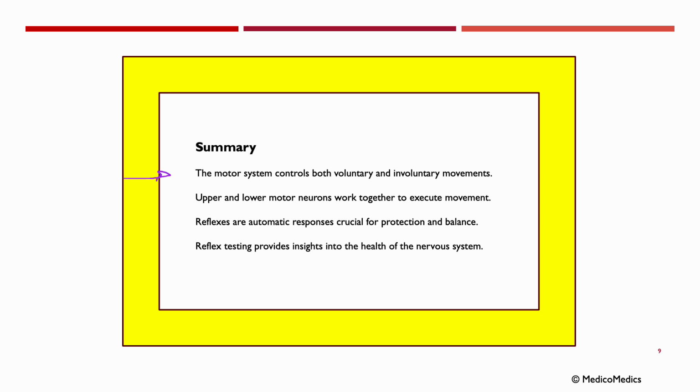So in summary, the motor system is responsible for both voluntary movements like walking or riding and involuntary actions like reflexes. Upper and lower motor neurons work together in a well-coordinated pathway. Upper motor neurons initiate the command, and the lower motor neurons carry it out at the muscle level. Reflexes, though automatic, play a vital role in protection and balance, helping the body respond quickly to danger and maintaining posture without conscious effort. And finally, reflex testing isn't just routine; it gives us important diagnostic clues about the integrity of the nervous system, helping us localize injuries and distinguish between central and peripheral lesions.